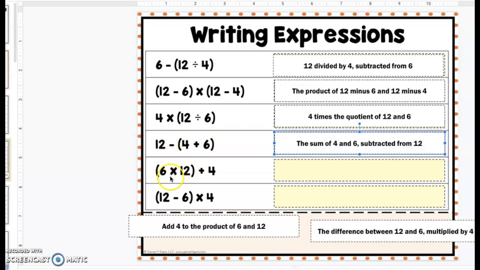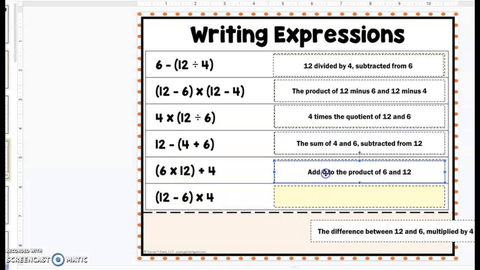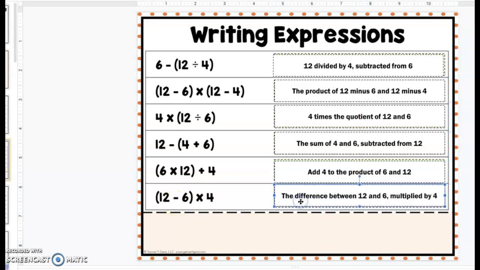Okay, 6 times 12 plus 4. So you add 4 to the product of 6 and 12. Does that make sense? Yep, this is the product, so there it is. And let's make sure the final one's correct. The difference between 12 and 6, that's this, multiplied by 4. Perfect. Okay, I lied. We have one more.